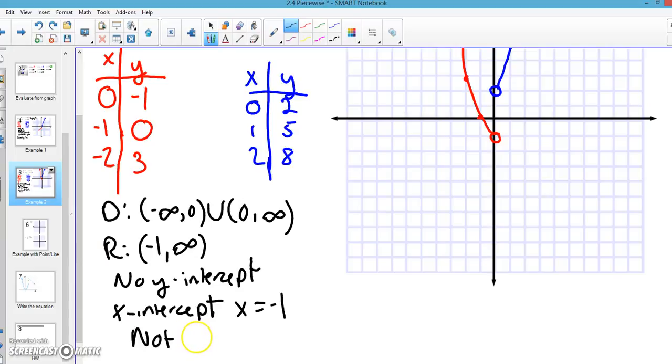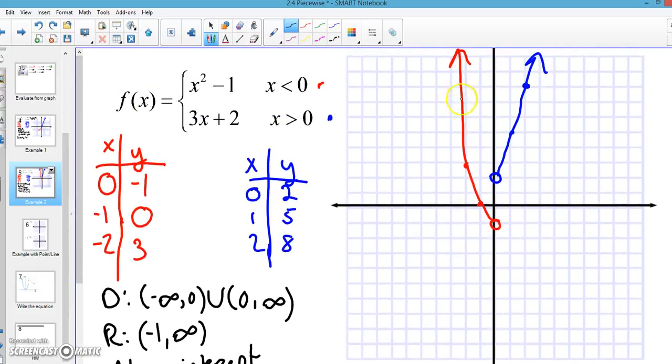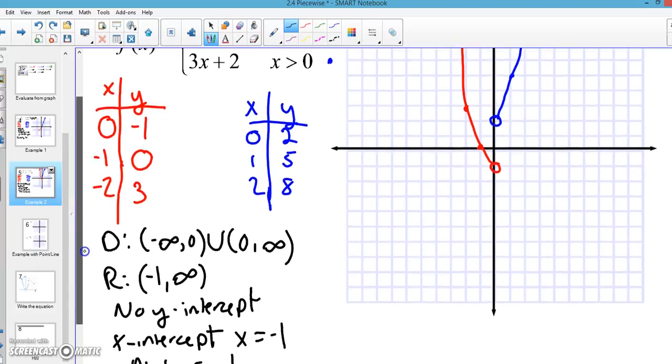The x-intercept is at -1. And then is this continuous? You would say no, because if I start on the red function and tried to trace the entire piecewise, so that's everything together, there's no way that I could go from one function to another without jumping over a large gap. So this would be a function, but it would not be a continuous function.